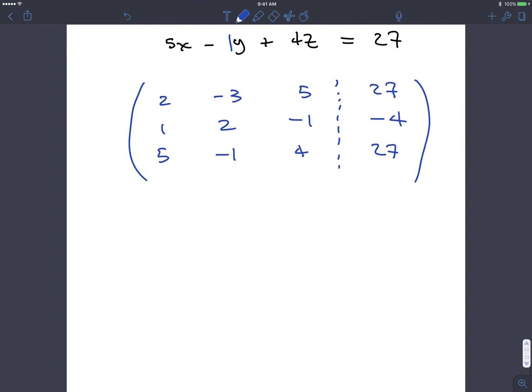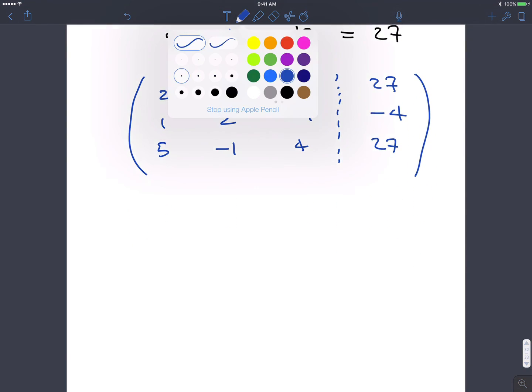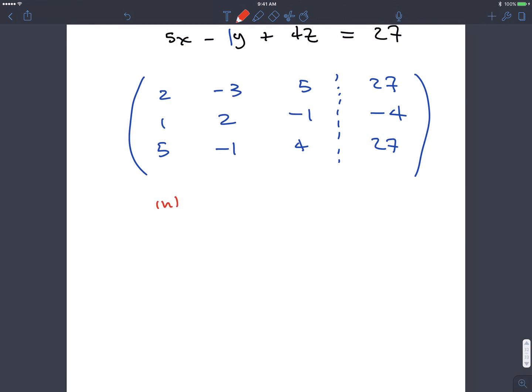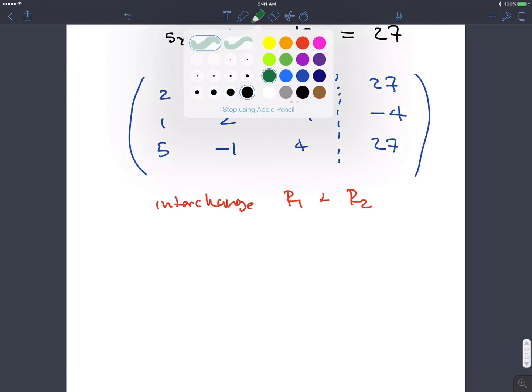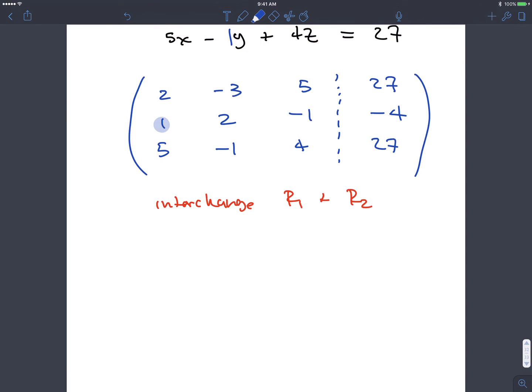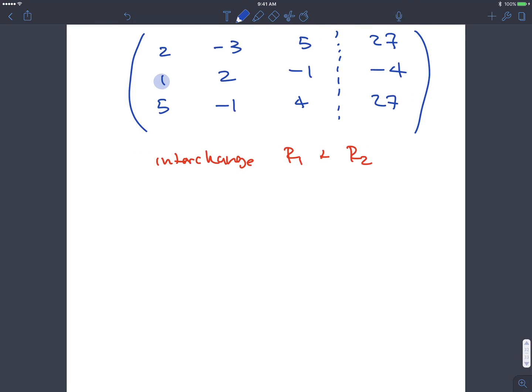Okay. Again, as you can guess, I'm going to interchange row 1 and row 2. And you say, why? Because I have this leading coefficient here. I want this to be my top leading coefficient so I can zero everything out very easily. So let's rearrange or interchange row 1 with row 2. That means I have 1, 2, negative 1, negative 4, 2, negative 3, positive 5, positive 27, 5, negative 1, 4, 27.